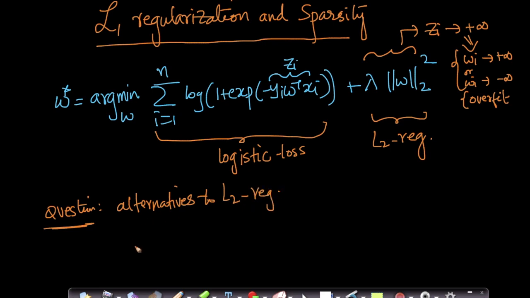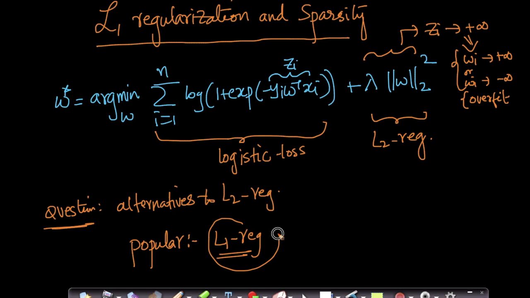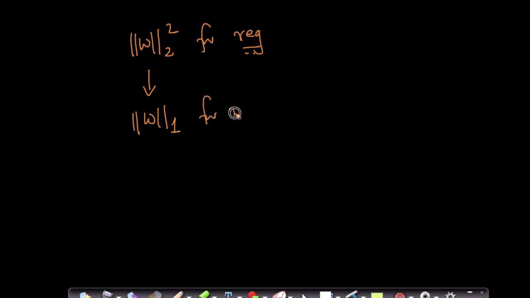There is a very popular alternative called L1 regularization. I'll explain what L1 regularization is and why it is popular in a little while. So in L1 regularization, what we do here is, instead of using the W L2 squared norm for regularization, we use the W L1 norm, the one norm, for regularization.